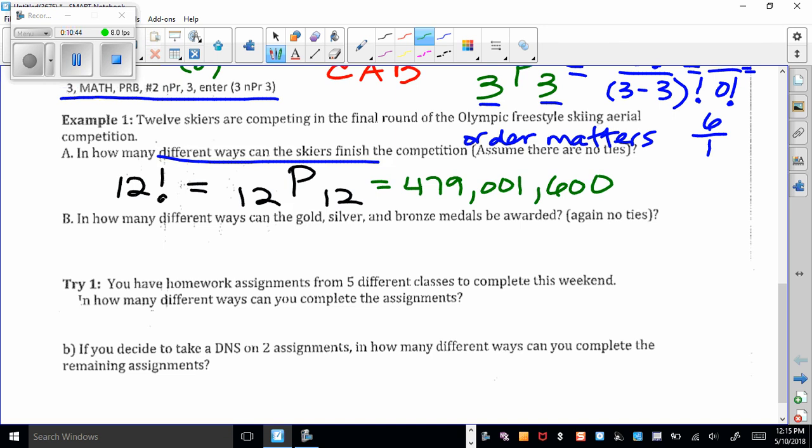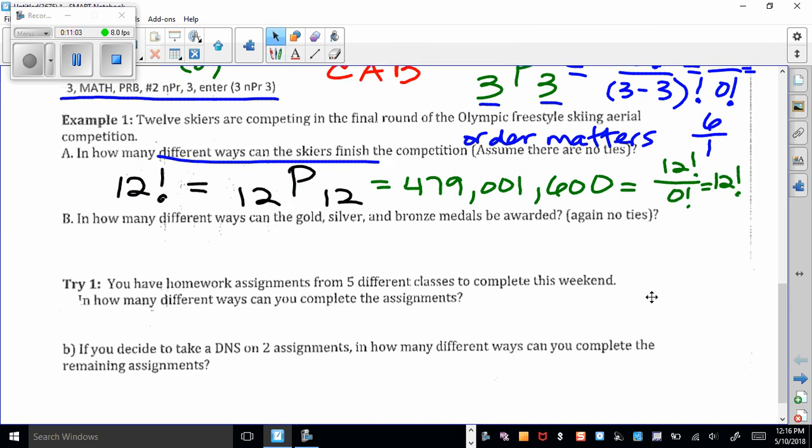That's a lot of ways that you can arrange 12 things. And that's why we use the shorthand with the 12p12. And again, that comes out from the formula. You get 12 factorial divided by 0 factorial, which is just 12 factorial.